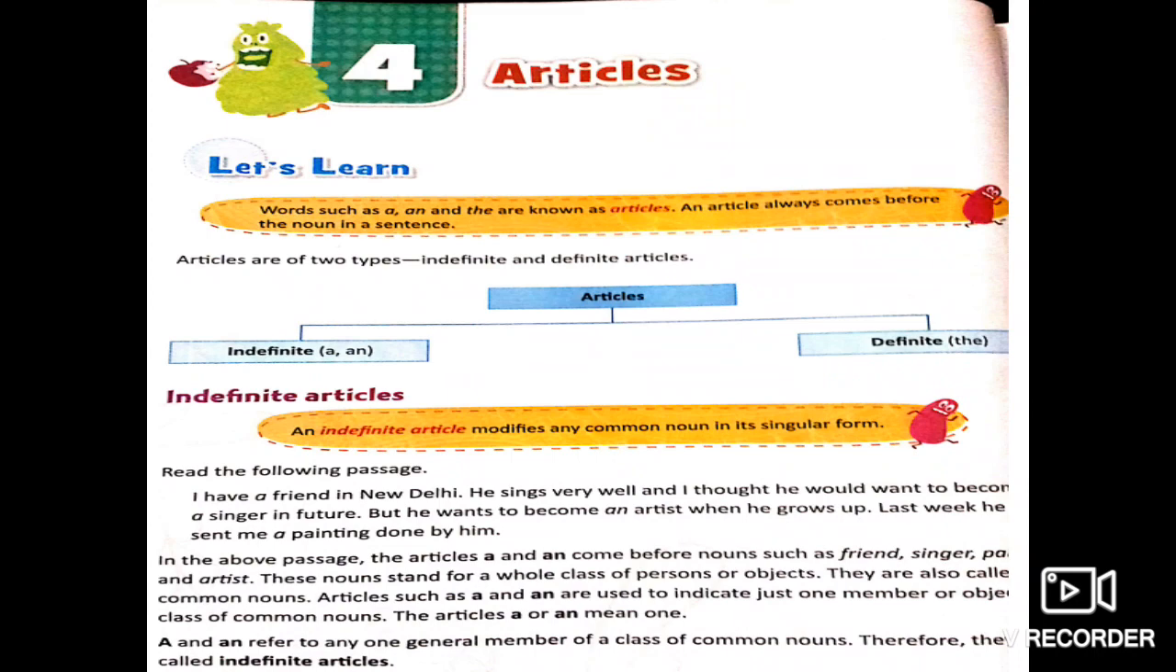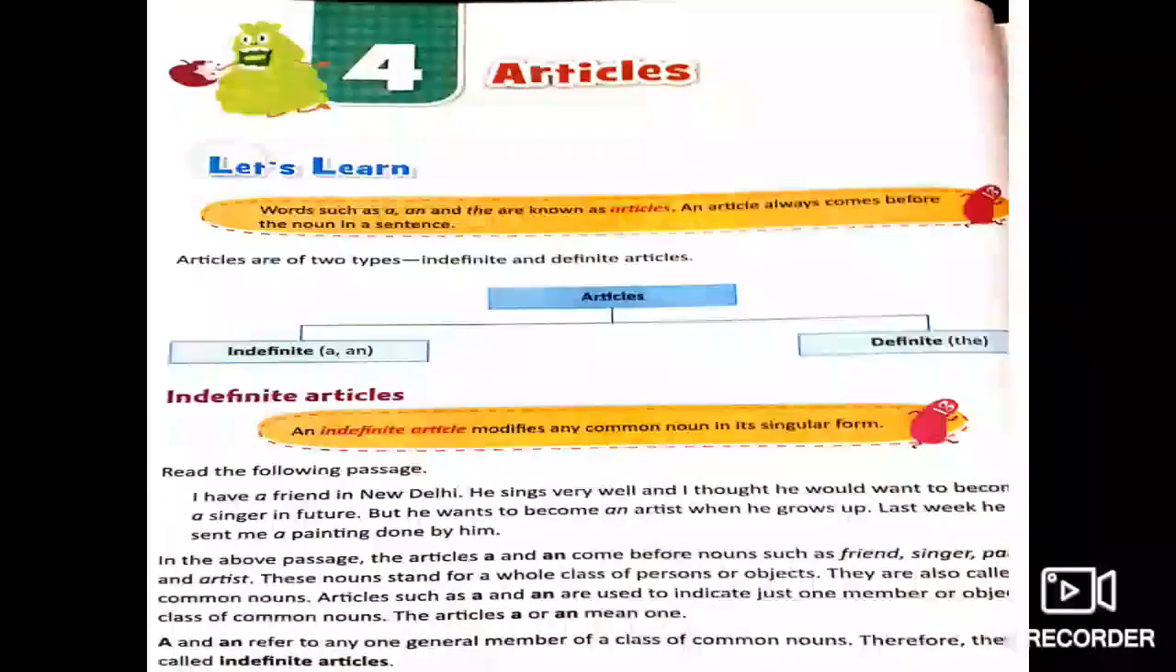Now, I am going to read the passage here given. Keep your eyes on the passage. I have a friend in New Delhi. He sings very well and I thought he would want to become a singer in future. But he wants to become an artist when he grows up. Last week he sent me a painting done by him. You'll find this passage contains quite a few indefinite articles. Let us point those out.